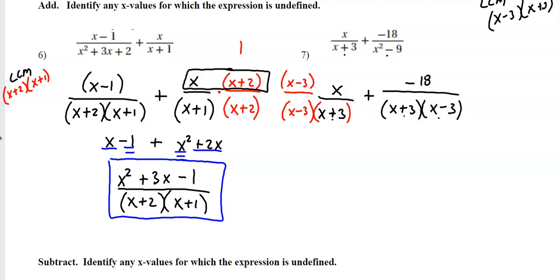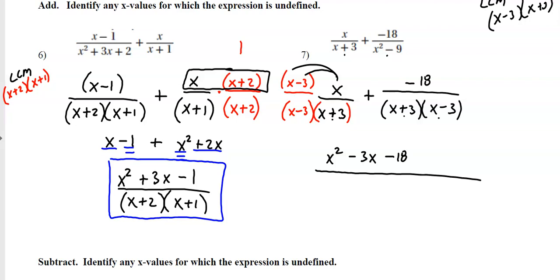So cleaning this up a little bit, I got to distribute over here. So I'm going to have x squared minus 3x added to a negative 18, which is really just subtract 18.